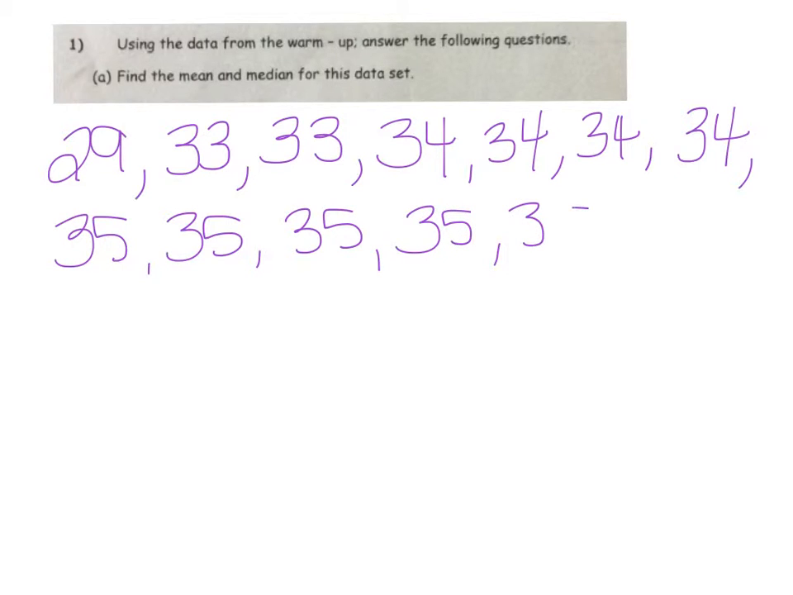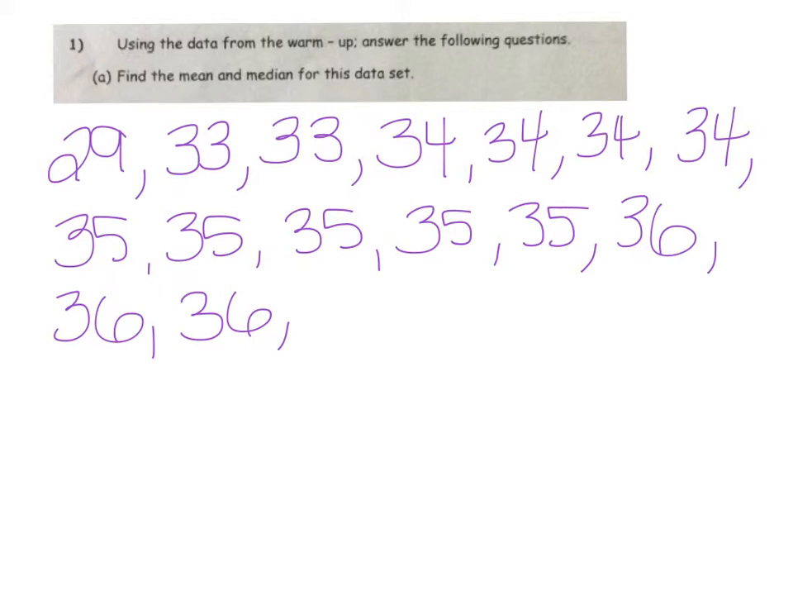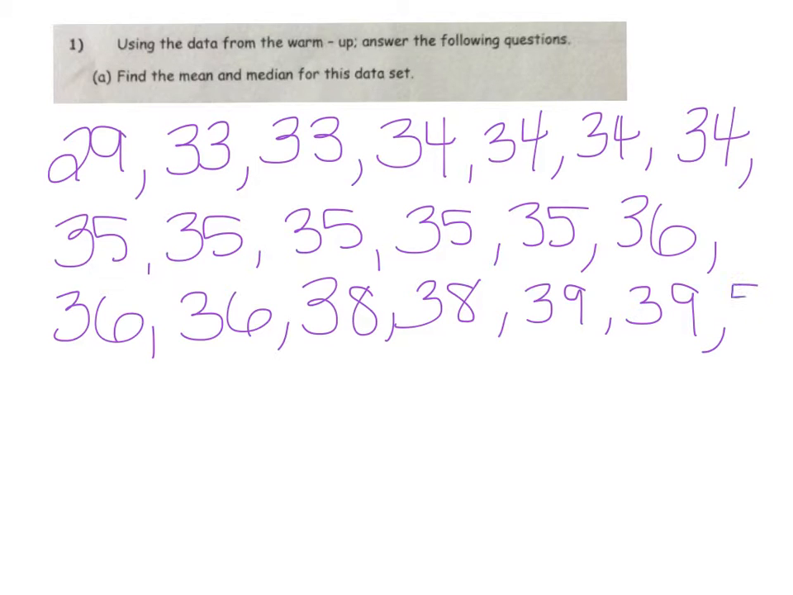All right, we had 36. There's 3 of those, so write down 3 36s. Then we had 2 38s, 2 39s, and one really fast person going 54. When I add all those numbers up, I should have 20 numbers there.